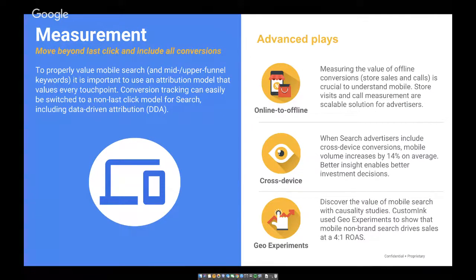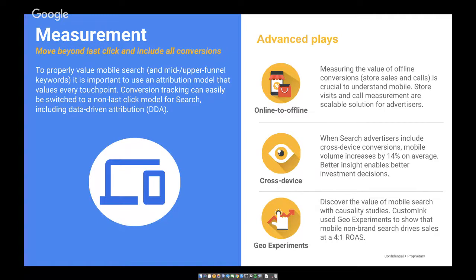So let's start off with measurements. We see measurement kind of as the foundation of your mobile strategy. And let's take the metaphor of building a house. If you build a house, but you don't have the foundational structures in place, then you can build a great house, but first the foundation needs to be right. And we see measurement really as the foundation to really properly know where your conversions are coming from. So it's important to use an attribution model that values every touch point. And we think that conversion tracking should be switched to a non-last click model for search.